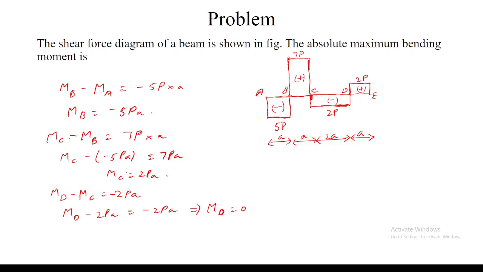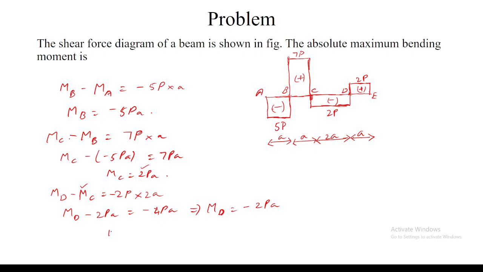But sir, 2P into 2A would be minus 4PA, right? See, one minute. 2P into 2A. Actually MD minus MC is equal to minus 2P into A, and the value of MC I'm getting from here is the positive value 2PA. No, sir. CD length is 2A also. Oh, sorry. Yes. So 2P into 2A, which is minus 4P into A. So MD is actually nothing but minus 2PA.